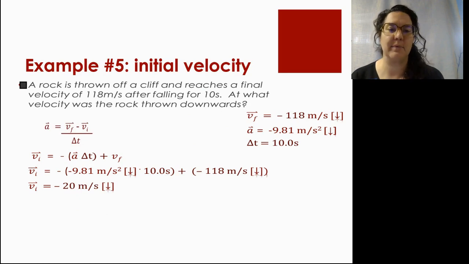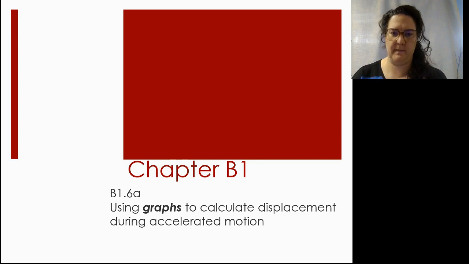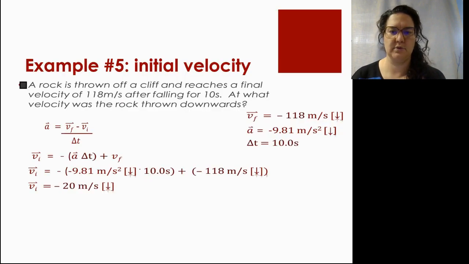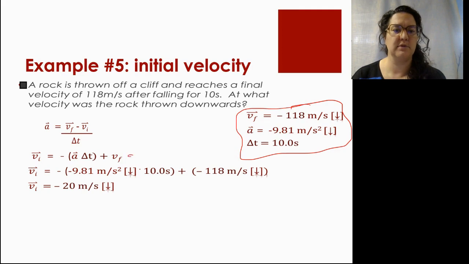Okay, our last example here is going to be to find the initial velocity. So a rock is thrown off a cliff and reaches a final velocity of 18 meters per second after falling for 10 seconds. What velocity was the rock initially thrown downwards? So we're going to put the information that we know onto our work page.